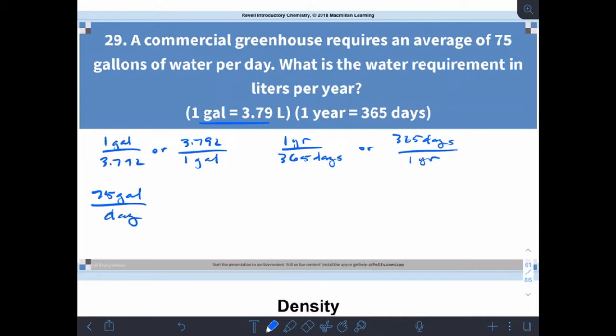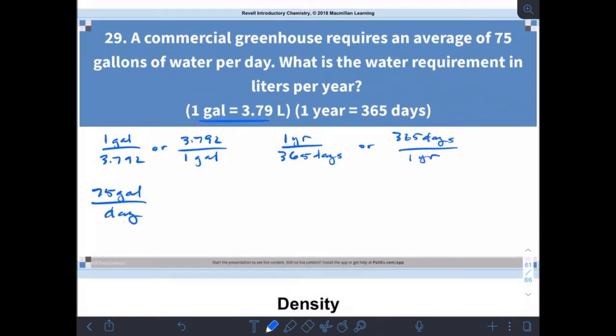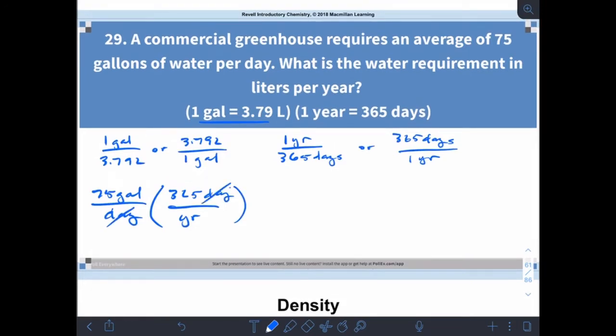Now I could deal with the gallons or the days, really doesn't matter which one I deal with first. Both of them have to be converted. But I'm simply going to choose to go with the days first. So right now I've got days on the bottom in my given information. So I'm going to write a conversion factor that has days on the top, so they're on opposite sides of the fraction bar. Right, so my days will cancel. So if I stopped right here, I would have an answer that is gallons per year.